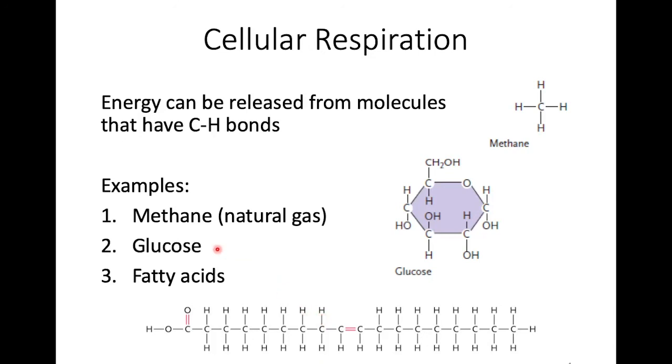All right, some examples here of molecules that contain carbon-hydrogen bonds: methane, which is your natural gas; glucose, which is going to be our main focus for today; and then also fatty acids. Right, we're going to see how you can break down your fatty acids and take the product of just simply cleaving off 2 carbons at a time and adding those to an intermediate that feeds into the Krebs cycle.